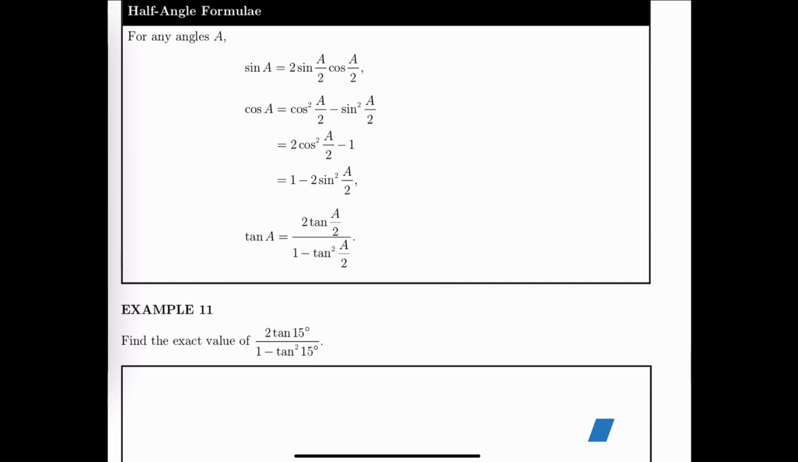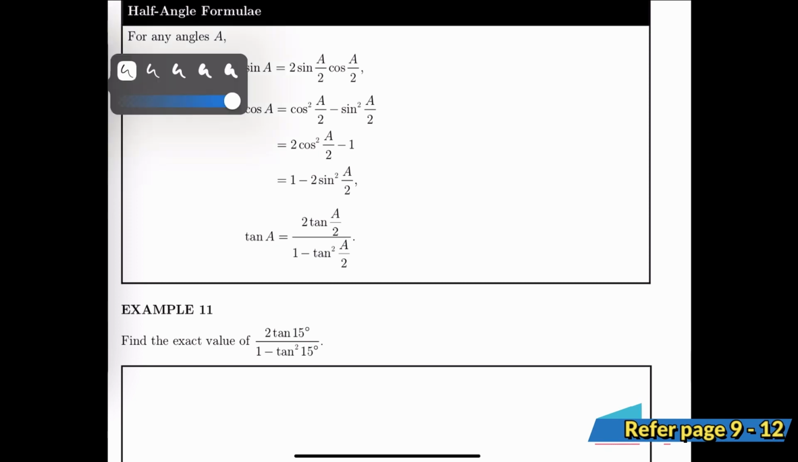The half angle formulas are basically similar to the double angle formulas, but the difference is only in the angle. For sine A, we have 2 sine A over 2 cos A over 2. And for tangent A, we have the formula of 2 tangent A over 2 over 1 minus tangent squared A over 2.